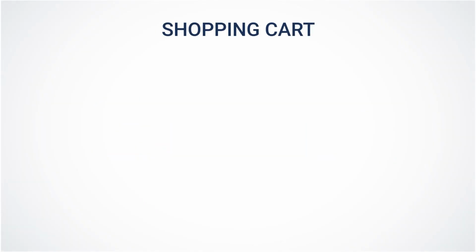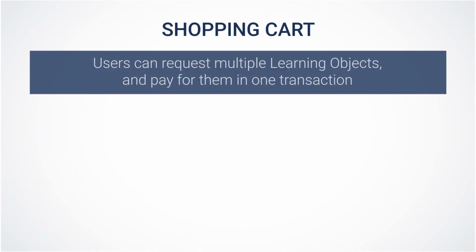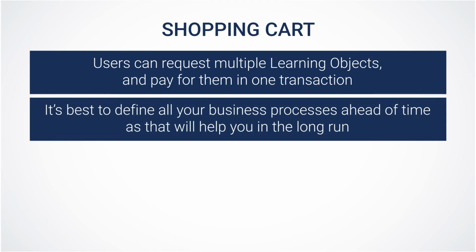If you've enabled shopping cart functionality, users can request multiple learning objects and pay for them in one transaction. When setting up the shopping cart, it's best to define all your business processes ahead of time. For example, discounts, coupon code policies, what can be paid for using training units and what can't, what's taxed and what isn't, cancellation policies, etc. That will help you in the long run.